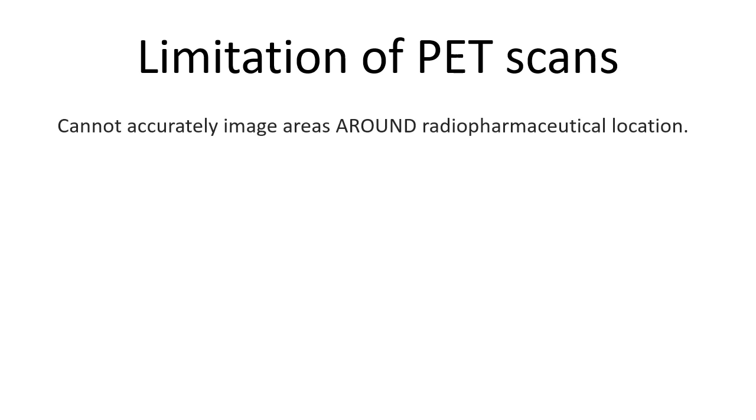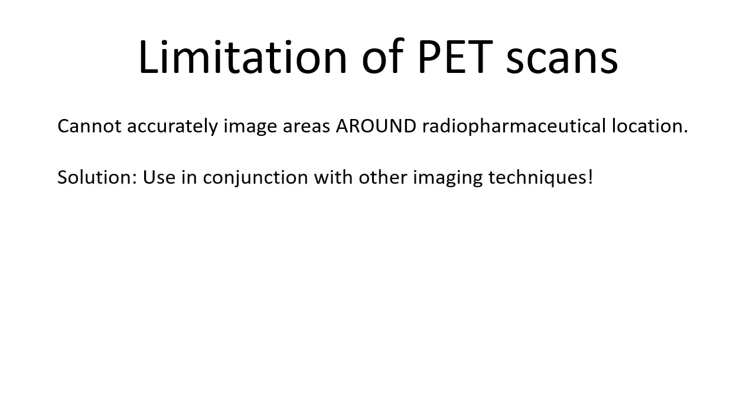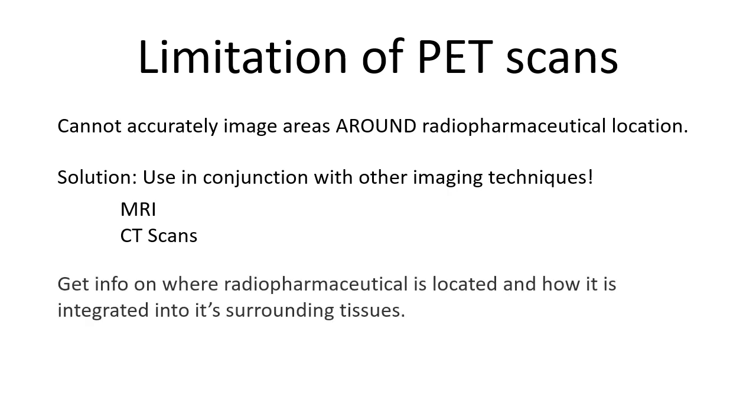Now, some limitations of PET scans are that they can't accurately image the surroundings of wherever the radiopharmaceutical was located within the body. They can tell you where it is, but not really how it interacts with the tissues around it. To account for this, you can use other imaging techniques such as MRIs and CT scans in order to fill in the blanks. And typically when you get a PET scan, you'd get it in conjunction with one of these other imaging techniques so that you get information on where the radiopharmaceutical that you were injected with was located and how it's integrated into the surrounding tissues.